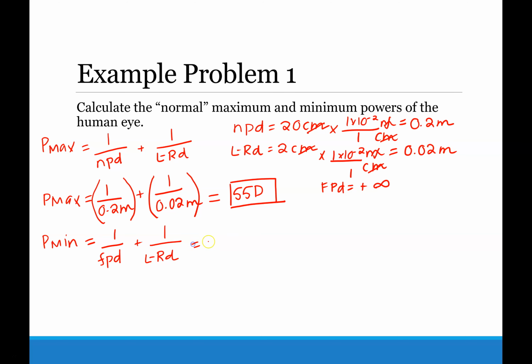So when we put this into our equation, it'll look like 1 divided by infinity meters plus 1 divided by 0.02 meters. We can't do anything with this mathematically, so putting it into your calculator, you're going to ignore it. The only thing you're going to need to do to calculate P min for the normal eyeball is divide 1 by 0.02 meters. And the answer to that is going to be 50 diopters for P min.